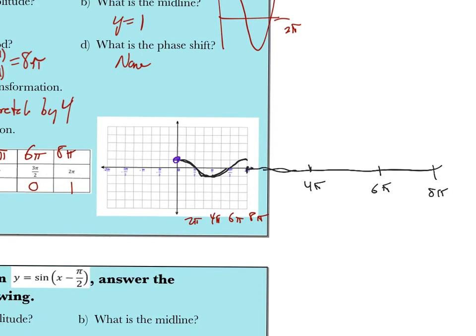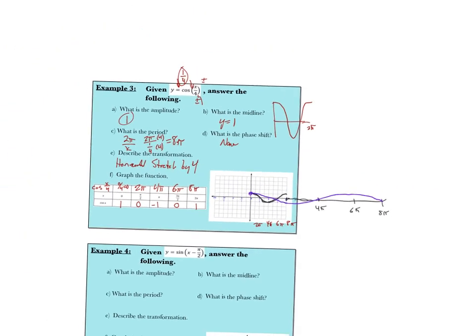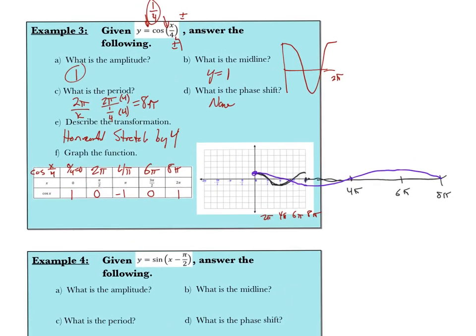I start at 0. By the time I get to 2 pi, that's where I'm down to -1. At 4 pi, I'm back to 0. At 6 pi, I'm at positive 1. At 8 pi, I'm back at 0. So I'm really stretching that out by a factor of 4. Okay, that's what I'm doing there. That's what your horizontal stretch looks like.